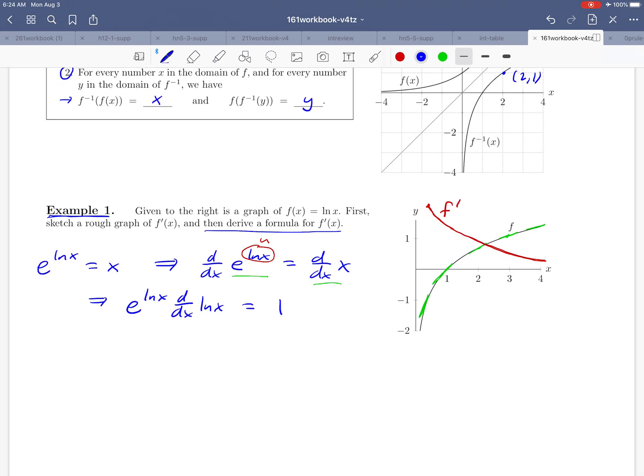Okay, and let's see. If you look at what we've got now, notice that what we're trying to figure out is this, the part that I'm boxing in. We'd like a formula for the derivative of ln of x. So what we can do is just divide both sides by e to the ln of x to get the d/dx of ln of x by itself.